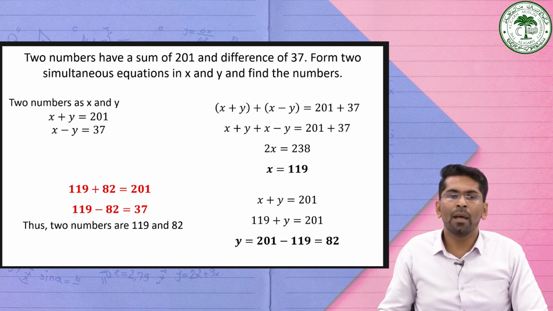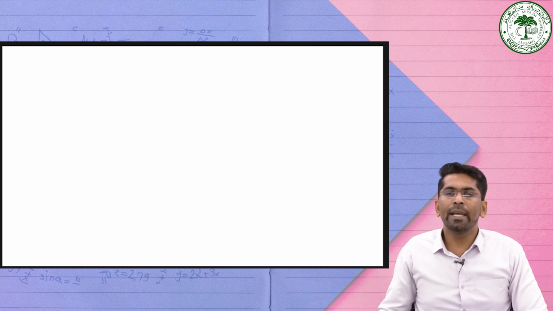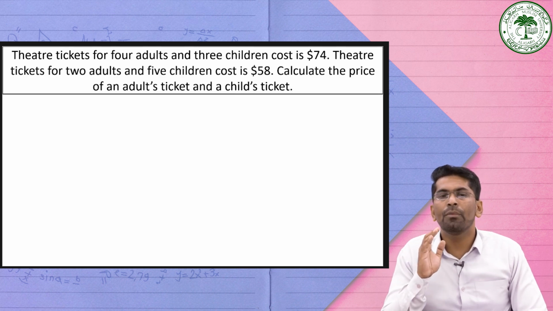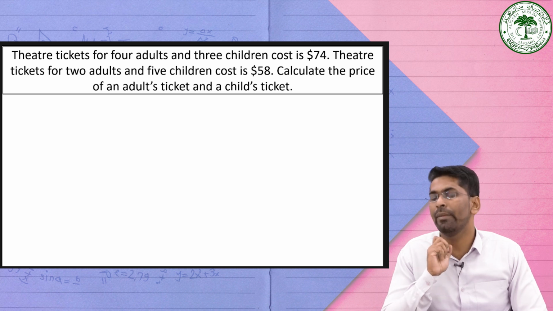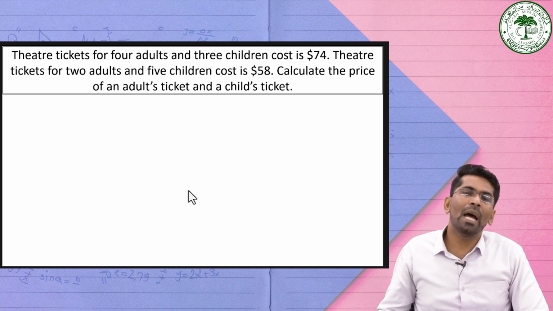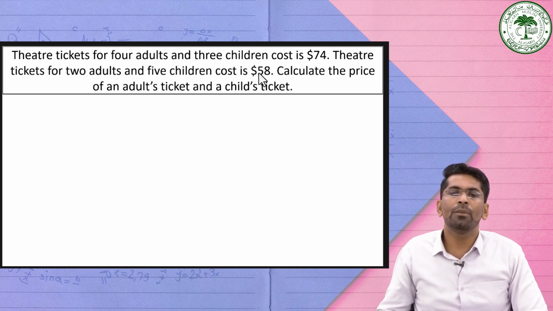The two numbers are 119 and 82. Now consider another example. We have a theater ticket for 4 adults and 3 children, which costs $74. And the theater ticket for 2 adults and 5 children costs $58. We want to calculate the price of an adult ticket and a child ticket.